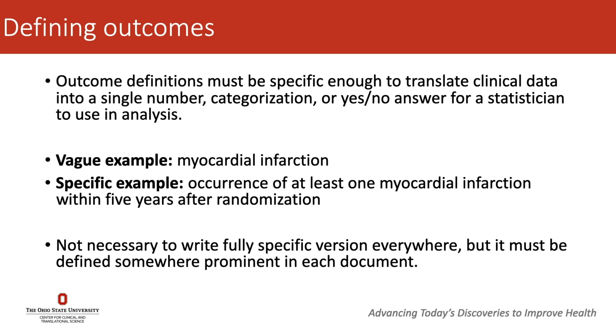A more specific example would be occurrence of at least one myocardial infarction within 5 years after randomization. It's not necessary to write the full specific version of the outcome everywhere, but it must be defined somewhere prominent in each document.